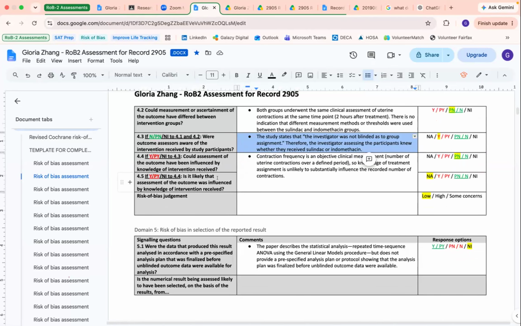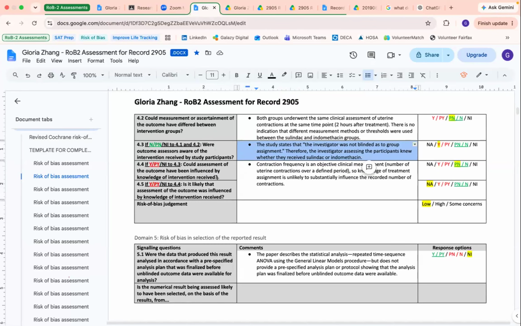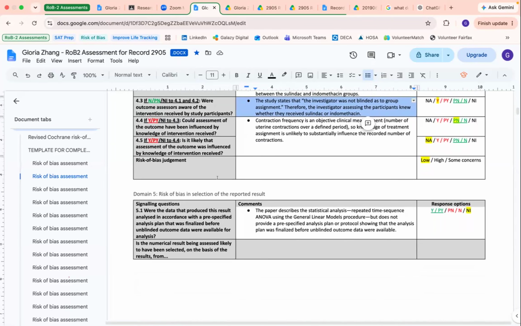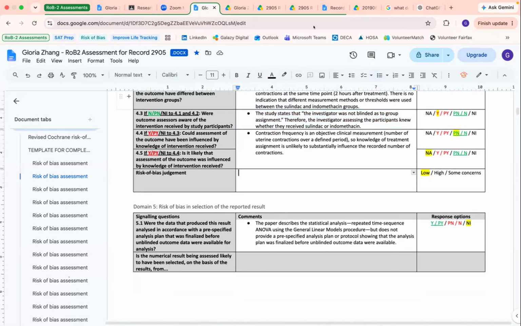Since we answered no for 4.4, we don't have to answer 4.5. So the overall risk of bias judgment was low based on the algorithm. Did everybody get that? Yes. Okay, great. We can move on from domain 4. On domain 5, for 5.1, were the data that produced this result analyzed in accordance with a pre-specified plan? And just to clarify, because of the non-blinding of the investigator, in this domain we concluded that we have some concerns also.